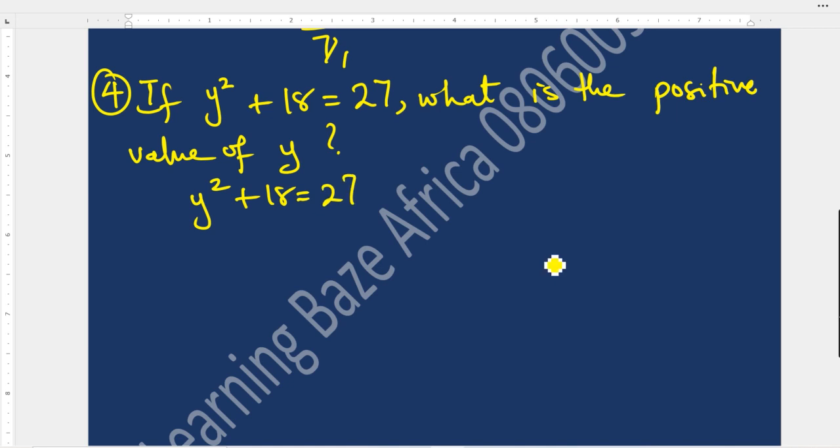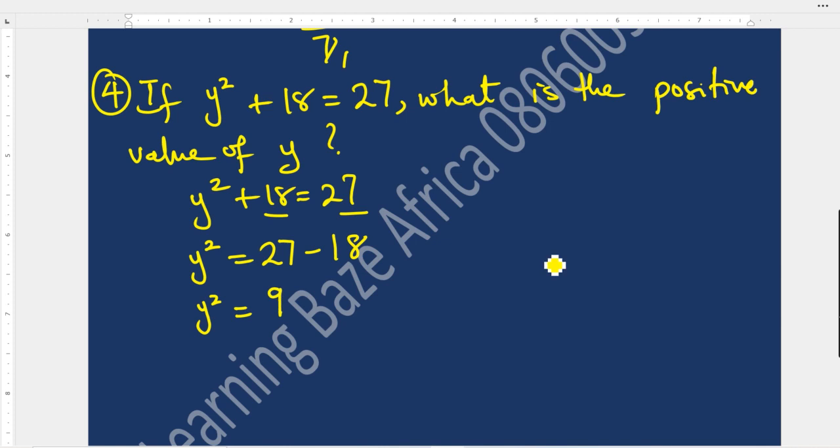So you can see that y squared and 18 are not like terms, but 18 and 27 are the same. So we have to leave y squared on the left, equals 27 plus 18 crosses the equal sign to the other side. It will become minus 18. So y squared is equal to 27 minus 18, that's 9.